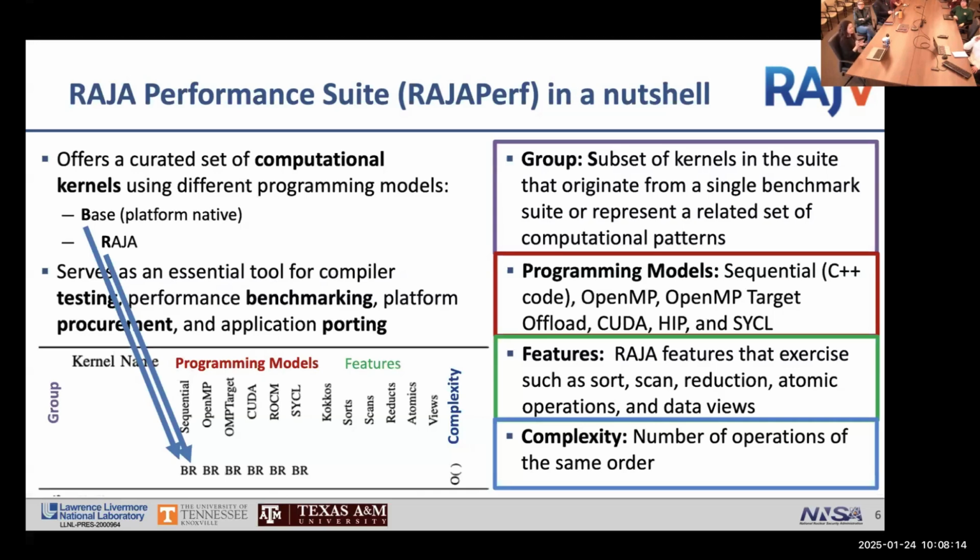Having all these and understanding how they fit together is really essential for when we want to do compiler testing, performance benchmarking, platform procurement, right? So when the lab purchases new hardware, making sure that it's performing as we would expect. And then of course, if you're going to port your application to new hardware, it's really nice to be able to look at these and see how they're behaving, and then you can understand how your application will behave.